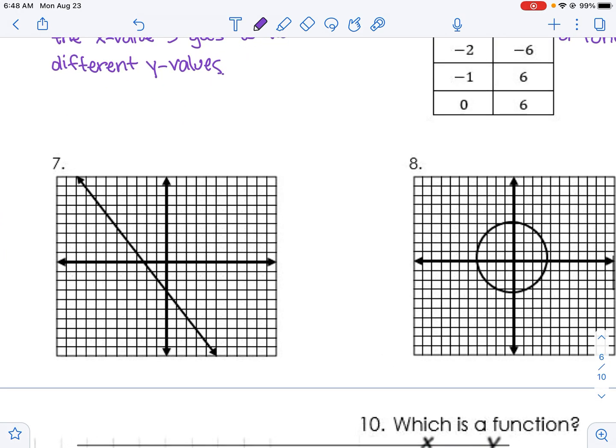Okay, now we have a graph, so this is where we would use our vertical line test. So the vertical line test says that if you draw a vertical line, you can only hit one point on your graph. If you hit more than one point, then it fails. So if I look and I draw my vertical line, no matter where I draw a vertical line, I am only going to hit one spot on this line. So therefore, this is a function.